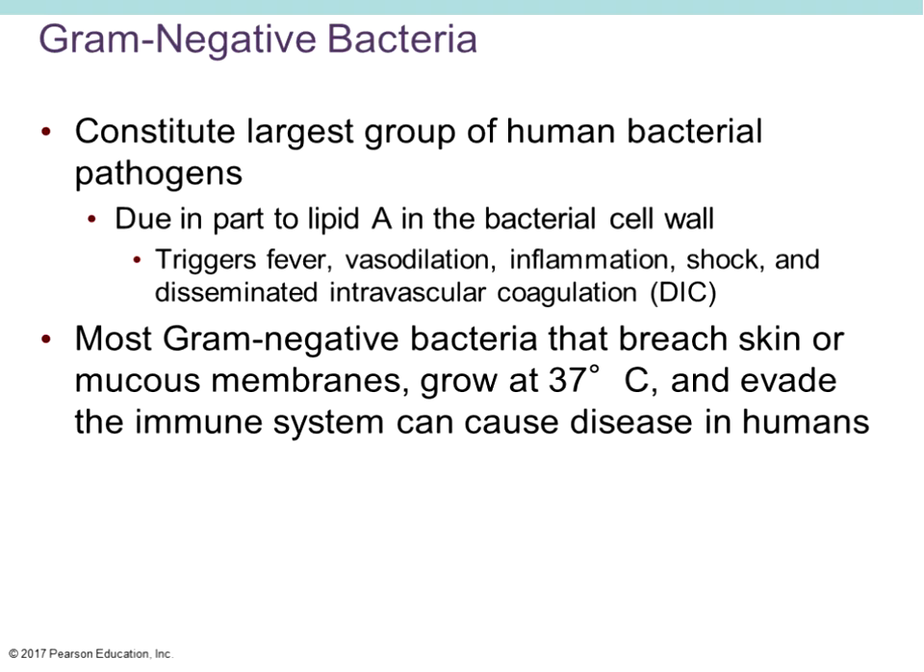A lot of these gram-negative bacteria that we will be talking about like 37 degrees Celsius, which is human body temperature. And because they have this outer LPS layer, and some of them will also have capsules and other ways to evade phagocytosis, they can also evade other aspects of the human immune system.